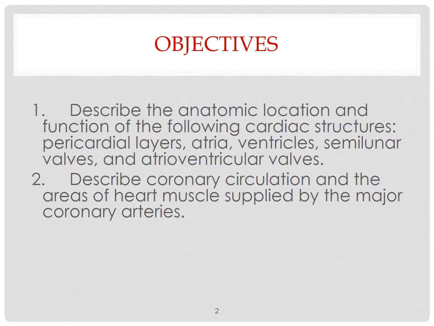So the objectives are to describe the anatomic location and function of the following cardiac structures: the pericardial layers, atria, ventricles, semilunar valves, and the atrioventricular valves. Also describe coronary circulation and the areas of heart muscle supplied by the major coronary arteries.